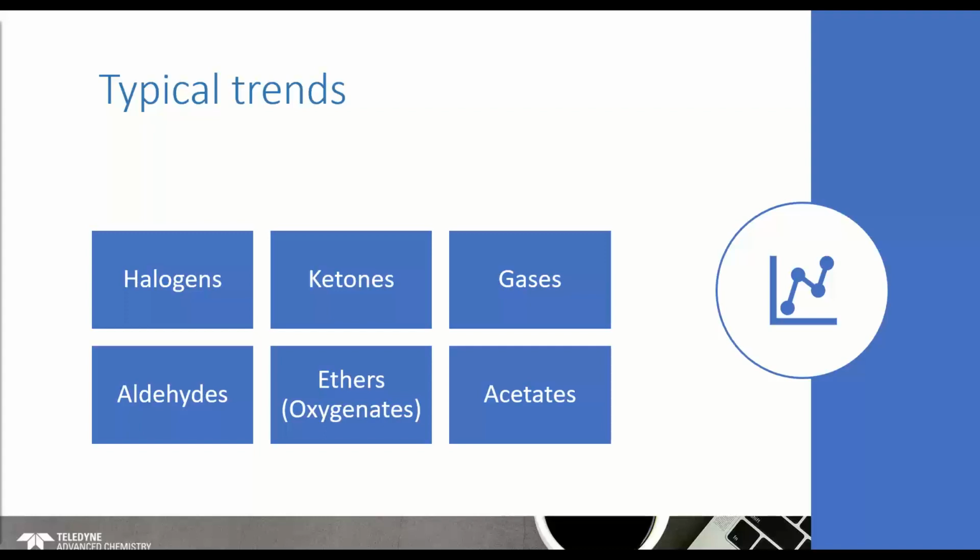Water and methanol can cause interference that tends to co-elute with chloromethane and chloroethane, while aldehydes are known to have poor stability. Acetates are also known to have difficulties with reproducibility, response, recovery, and stability.